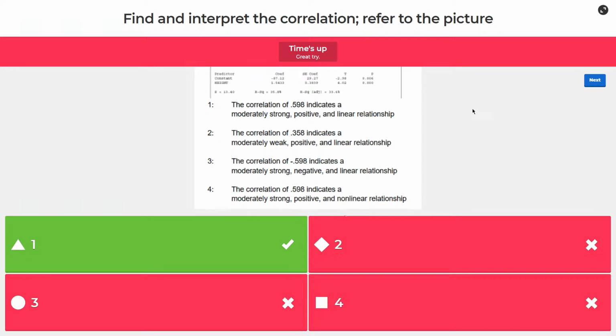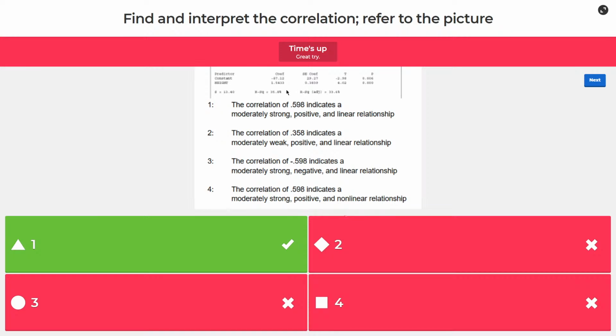Was the correlation given, or did they have to find the correlation? Yeah, so the correlation is not actually given. What you are given is the R squared value, which is 35.8%. Sorry, a really loud truck just drove by my house.